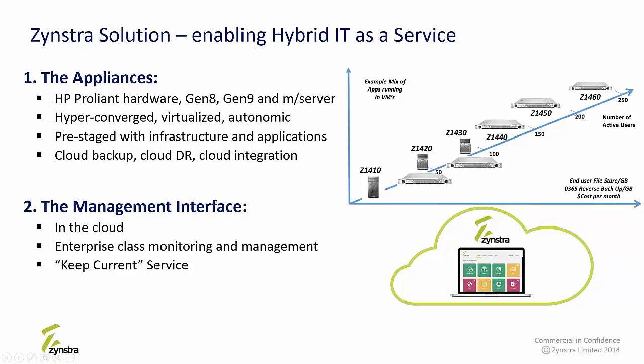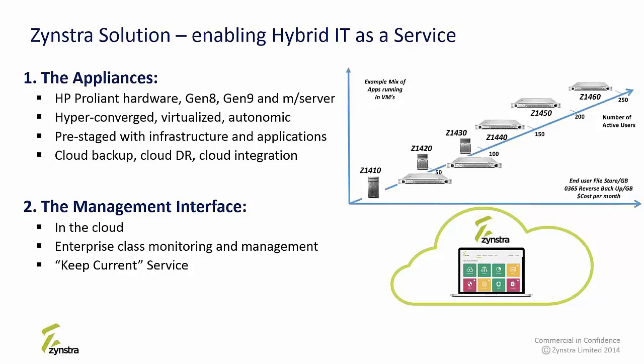So just as that one flicks through on the automation, there's the range of appliances. It can run an example mix. You can have from sort of 1 VM up to 32 on the 1460, and the file storage increases as you go up the range, as do the number of active users that it can support and the overall price.